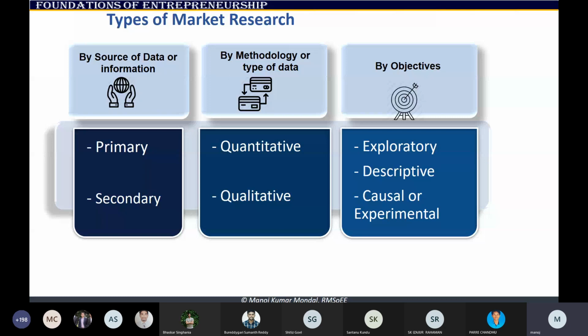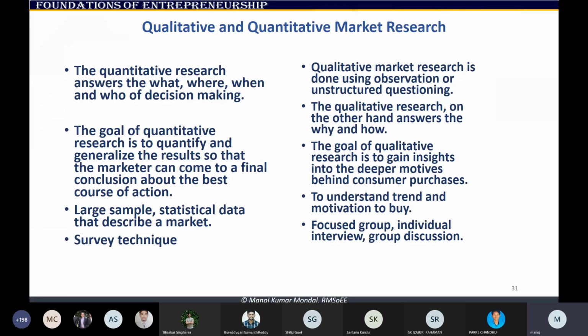By objective, one is exploratory, when you get some preliminary idea that yes, there is a demand. You do exploration. Then descriptive, where you want to define the entire market. Causal, where you give some input in the market, some stimulation, and then people react in a certain manner, and you analyze the reaction, and then you get an idea.